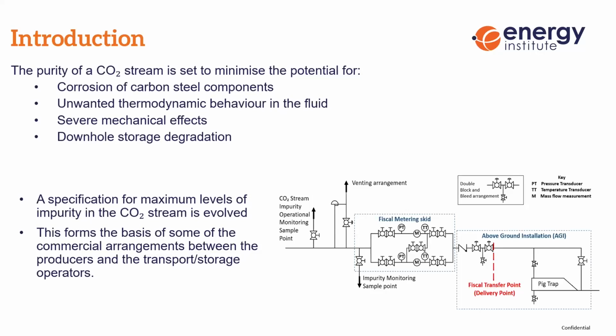So this is looking at how we measure it. On the right, there's a little diagram there. The fiscal metering in the middle there deals with the mass flow of the carbon dioxide. And just to the right of it, at that fiscal transfer point, that is where the impurities would be measured, so that what is going into the pipeline in this case is well and truly understood by the receiving party. Next slide, please.